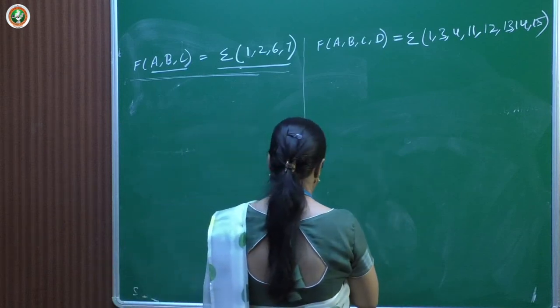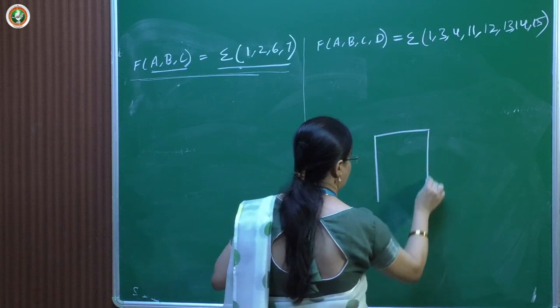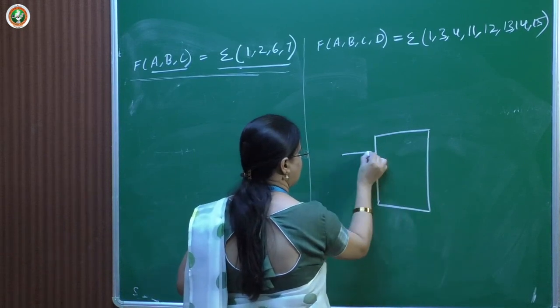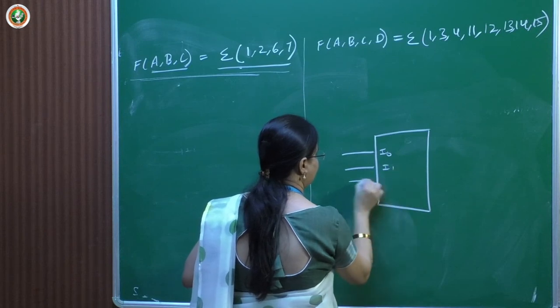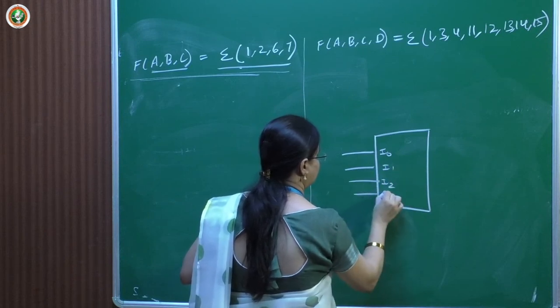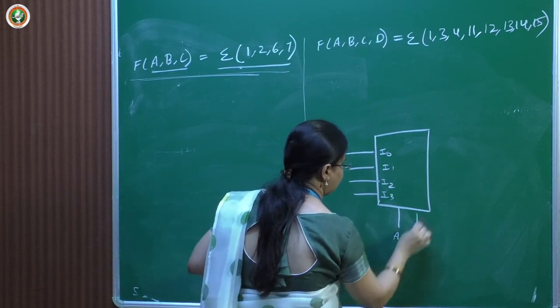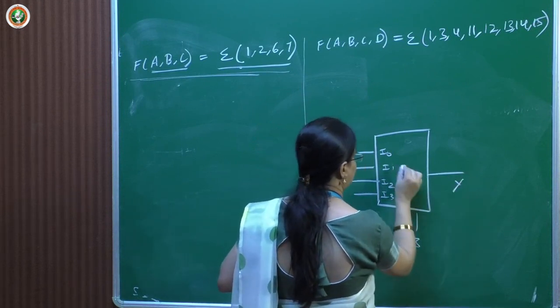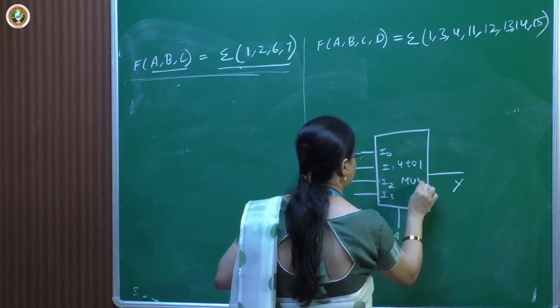See what I need. I need a 4 to 1 mux, so what will be the block diagram for this? I'll be having I0, I1, I2, I3. And how many select lines? A, B, and there is only one output. So what kind of mux is it? A 4 to 1 mux.